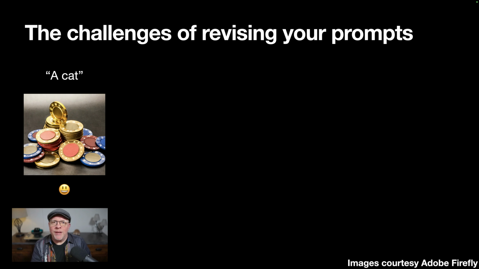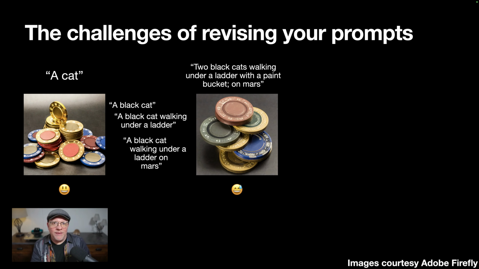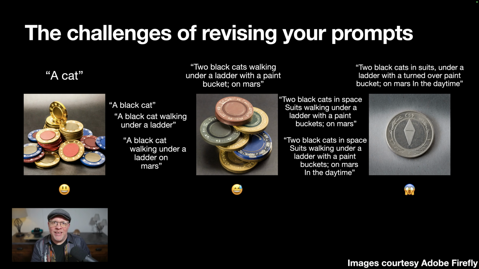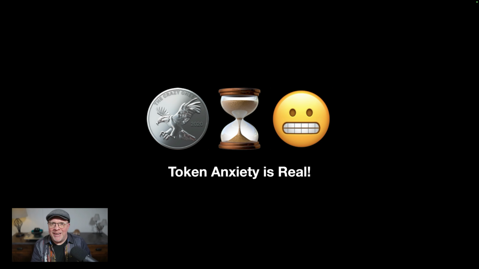Here, for example, I'm typing a cat. Well, really, what I wanted was a black cat under a ladder, and I keep refining that until I get the image that I'm looking for. And then I'm watching those tokens dwindle down, and I still don't quite get the image that I want. Now I'm worried because I keep having to revise it, and then I'm watching as I'm getting down to my last tokens. What this does is it creates token anxiety. That's a term I made up. I don't know if anyone else has come up with that. But that token anxiety is real because you're really trying to get that image right as quickly as you can.